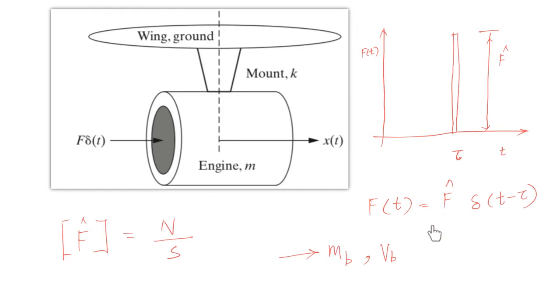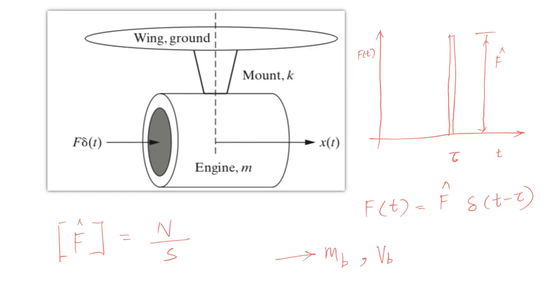To give you an idea, if mass of the bird is mb and velocity of the bird is vb, then this particular f cap will be simply the product of these two quantities, or in other words, that will be the impulse transferred to this particular engine. So in this case also, even though the function looks a bit fancy, everything is deterministic.